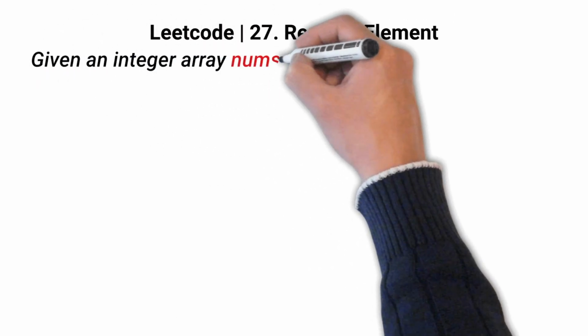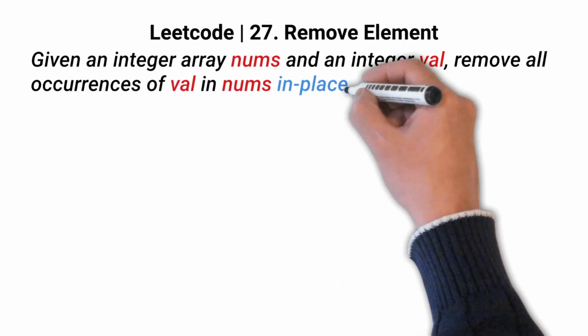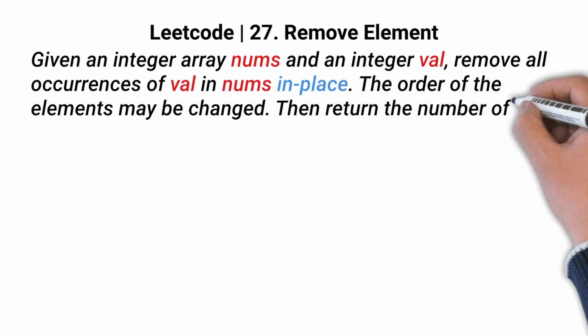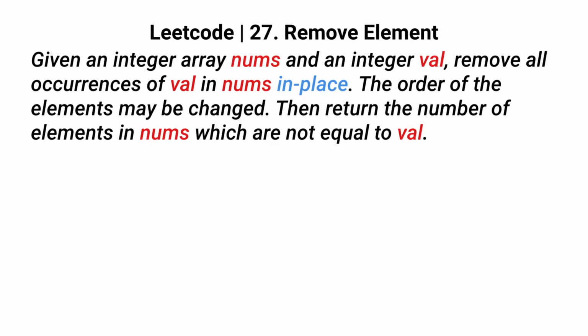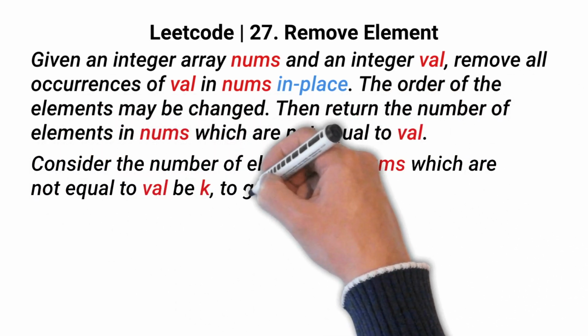Today we're looking at LeetCode question 27, remove element. Given an integer array nums and an integer val, remove all occurrences of val in nums in place. The order of the elements may be changed. Then return the number of elements in nums which are not equal to val. Consider the number of elements in nums which are not equal to val to be k.